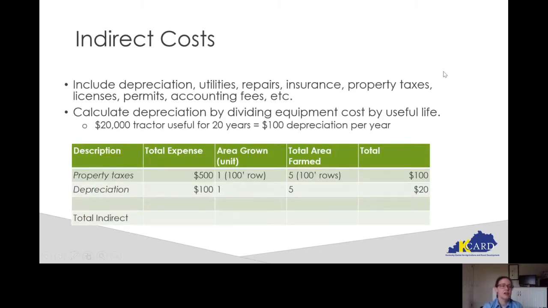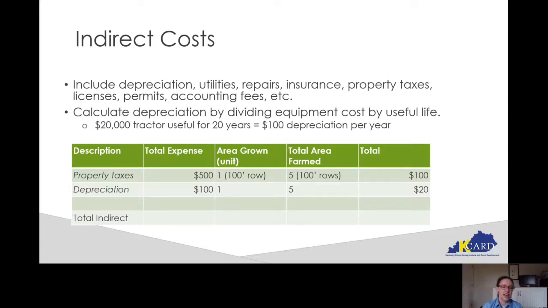Then your indirect costs. Well, those are things that your farm accrues no matter what, no matter how much you're planting, anything like that. So your indirect cost is going to include your depreciation. For example, if you have a $20,000 tractor whose useful life is 20 years, you're looking at depreciation of around $1,000 per year, and there's a typo that should say 1,000.